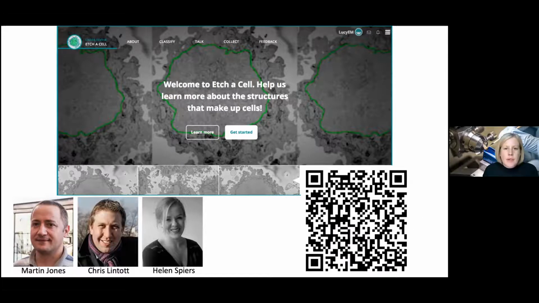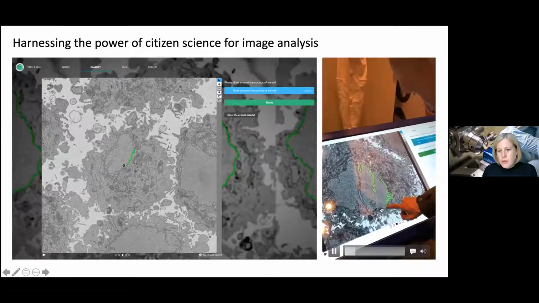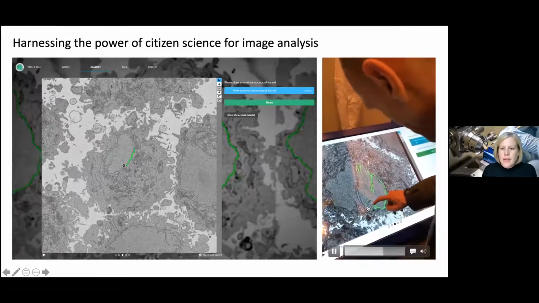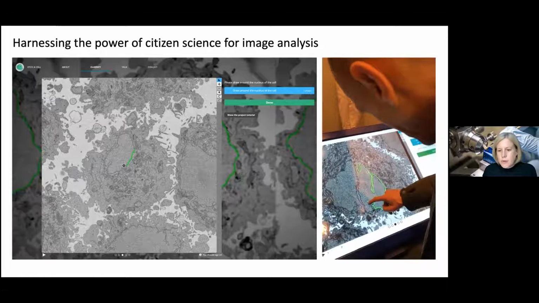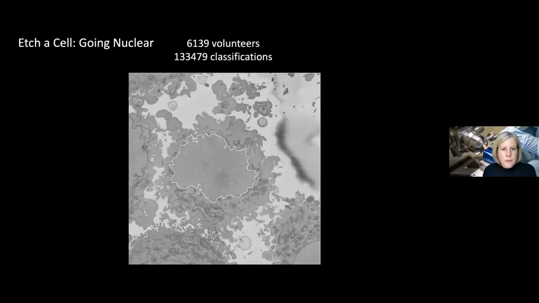Etchaverse. So EtchAcell is now expanded to the Etchaverse, and we have multiple projects online. The idea behind all of them is similar. We feed out these stacks of images to the general public, and we ask them to draw around features of interest, like the nuclear envelope. As well as being useful for us in gathering ground truth data, it's also a great public engagement tool and is being used for education in schools.